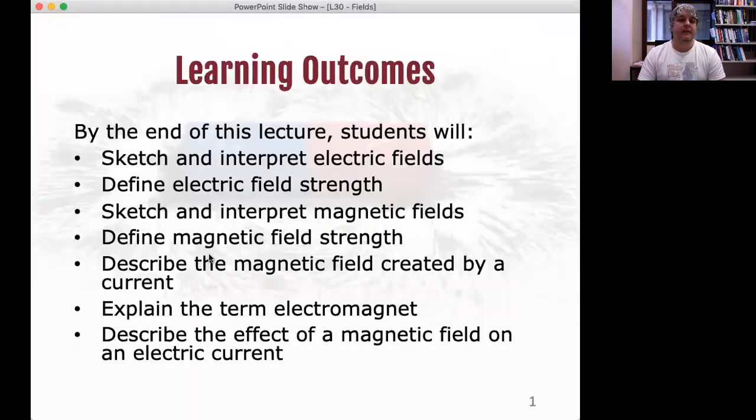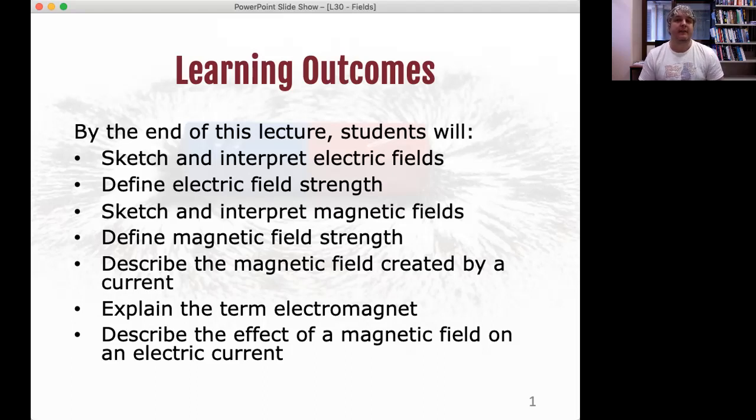Our goals for this lesson are to be able to sketch and interpret electric fields, define electric field strength, sketch and interpret magnetic fields, define magnetic field strength, so that's the same things for both electric and magnetic fields. Then we want to talk about the interactions between them, so defining the magnetic field created by a current, explaining the term electromagnet, and describing the effect of a magnetic field on an electric current.